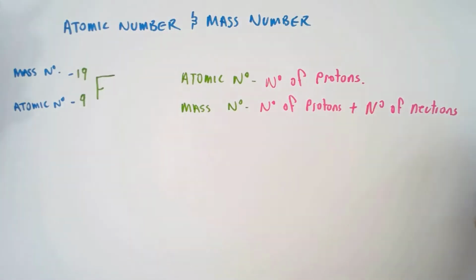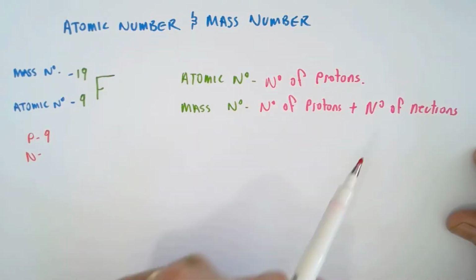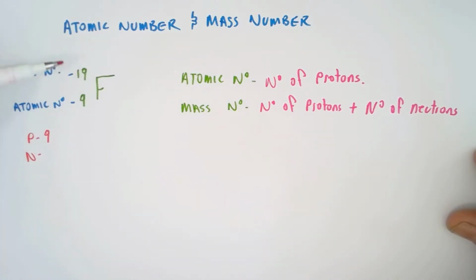So for example, let's have a look at fluorine here. The number of protons is 9 because that's what the atomic number is. Now, what's the number of neutrons? Well, we said that the mass number is the number of protons plus the number of neutrons. So we've got 19 as our mass number. If we take away 9, that means that 10 of them must be neutrons.